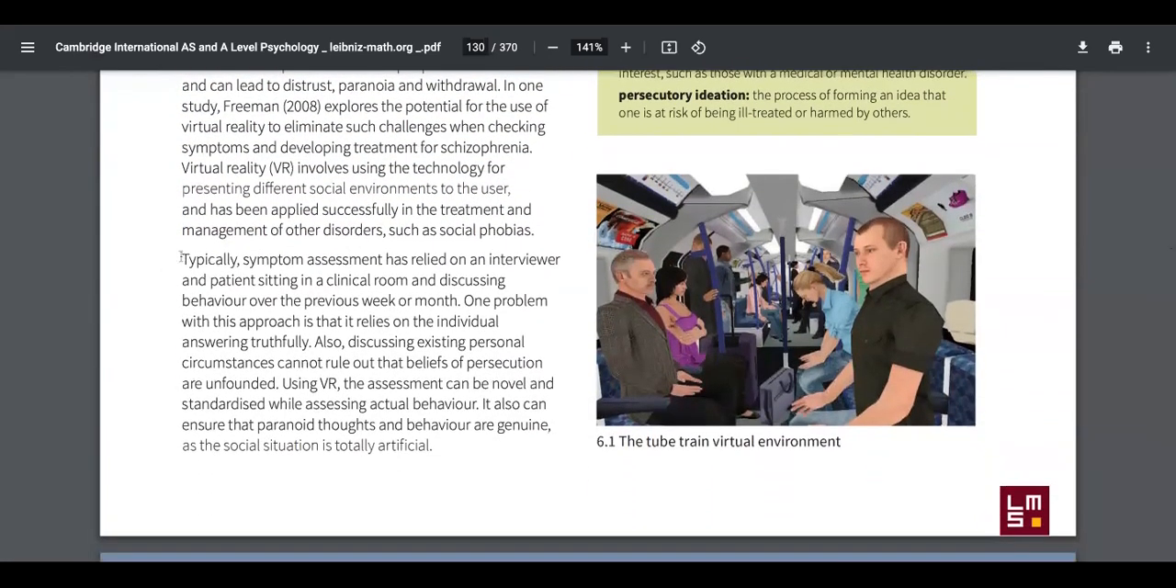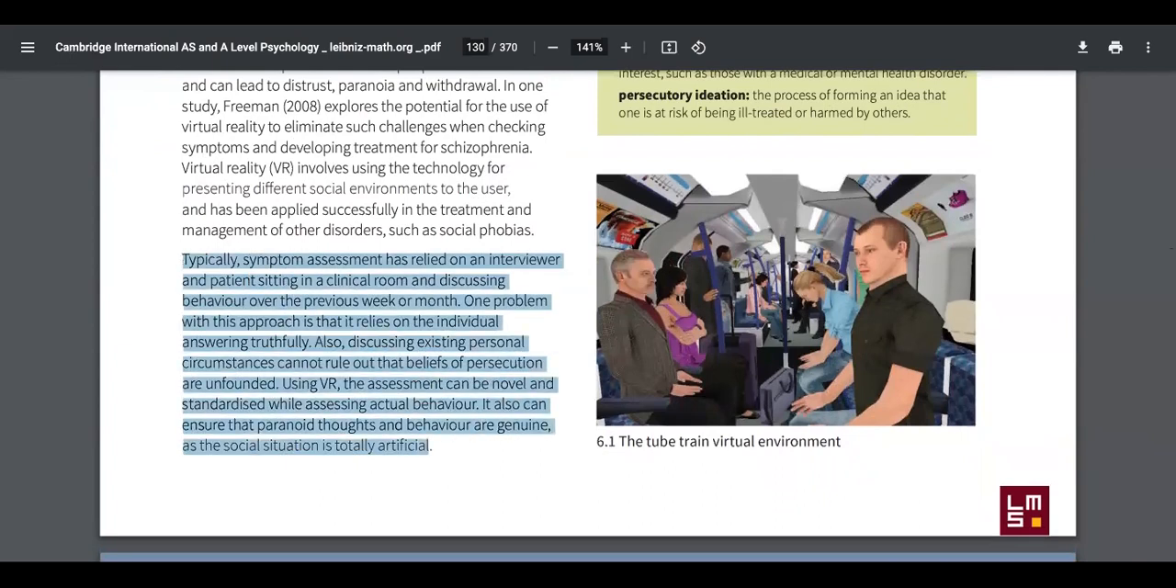Yes. Amazing. Looking at the second paragraph, which I have now highlighted, typically symptom assessment. Basically what they're telling us is that symptom assessment used to be just looking at what symptoms a schizophrenic patient might have, how he or she reacts to them, and how it affects their behavior. That is your normal symptom assessment, checking the list of the symptoms that you might have had.